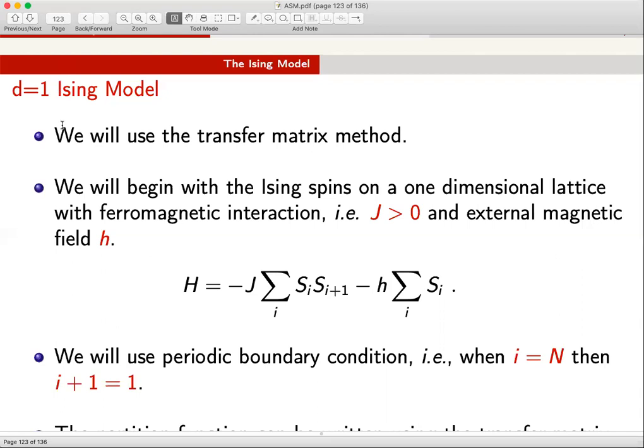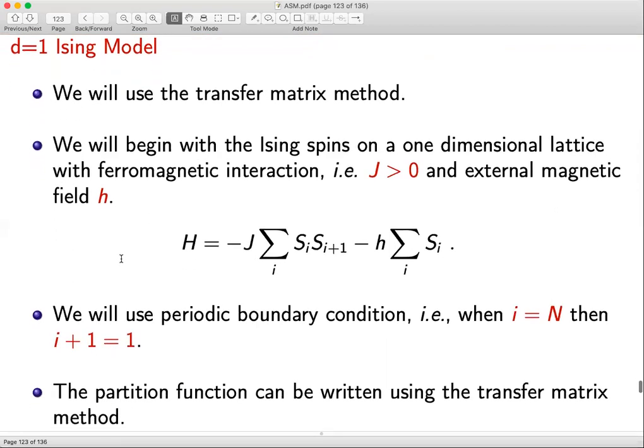So we will end up learning two different techniques, one, the transfer matrix, for 1D, and some other technique for 2D. So what we want to study is, of course, a ferromagnetic interaction. So we are going to assume J is positive, and H is, of course, the external magnetic field.